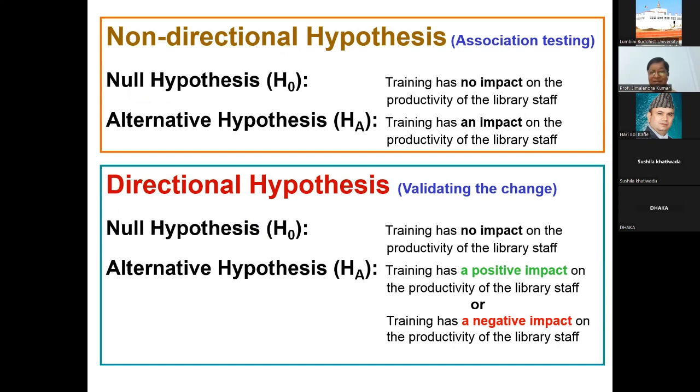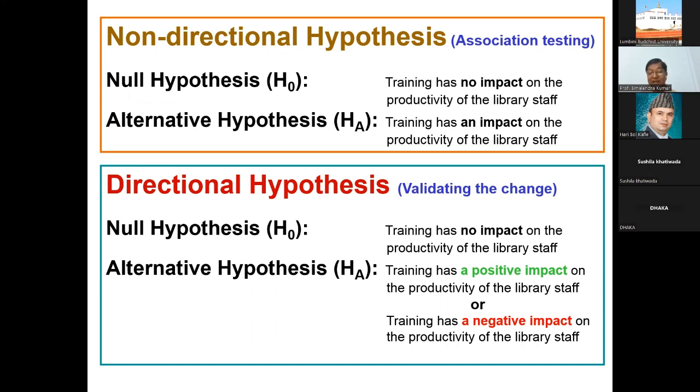Now, there is a non-directional hypothesis. We have seen there are two types of hypothesis, directional and non-directional. First is the null hypothesis: training has no impact on the productivity of the library staff. Second, the alternative hypothesis: training has an impact on the productivity of the library staff. So there are two types, the null hypothesis and the alternative hypothesis.